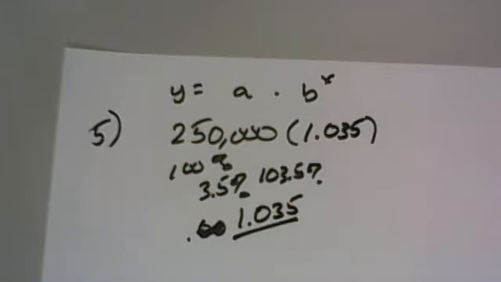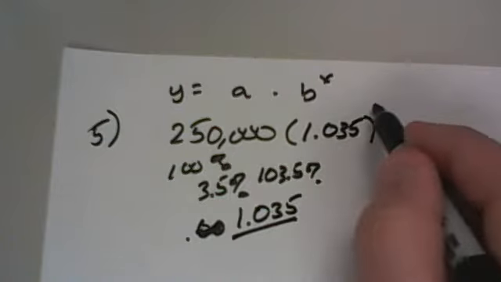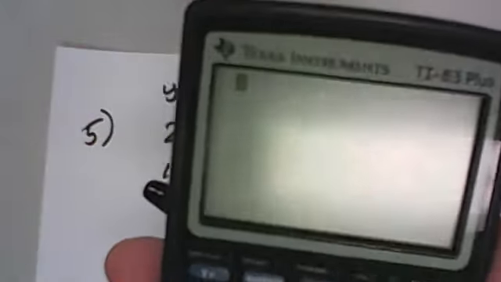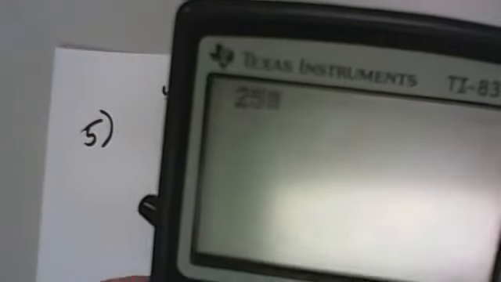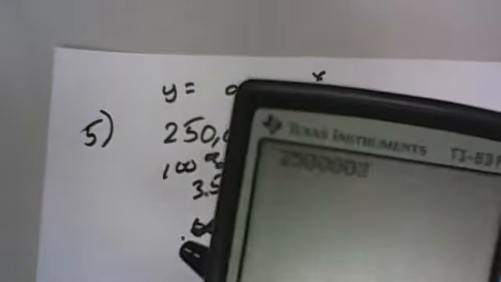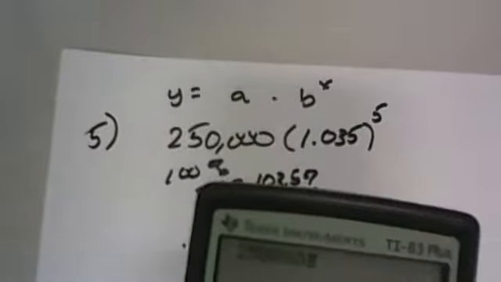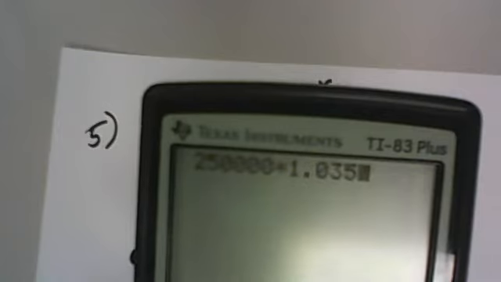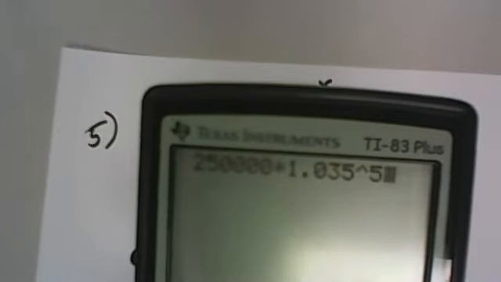In part A, though, they want to know what the revenue is going to be in 1995, which is 5 years after 1990. So we're going to multiply that times 1.035 to the 5th power. On our calculator, it will look like this. We will have 250,000, and we're going to multiply that times 1.035 to the 5th power.